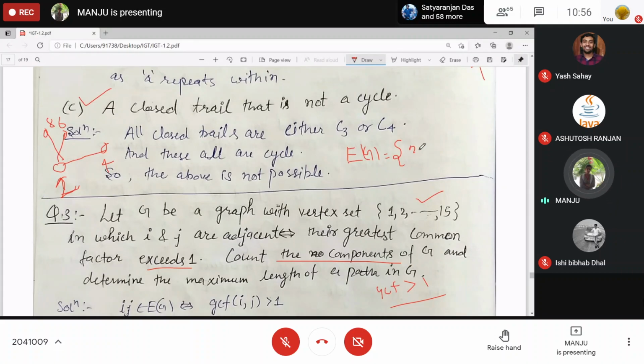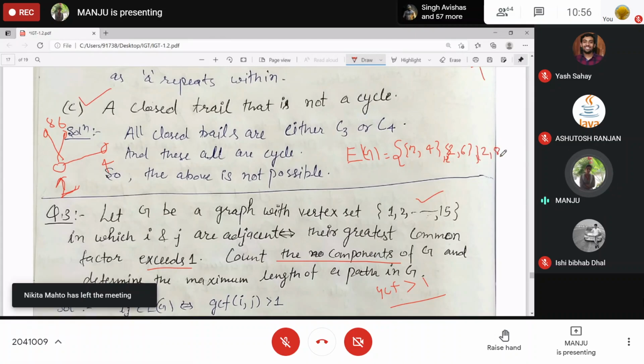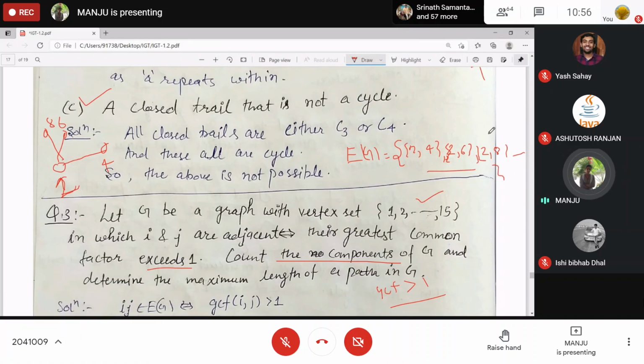So first there is 2 to 4. And then 2 to 6 is there. 2 to 8 is there, and so on. Like this, you can form the edges. So tell me, 3 will be adjacent with 6, the first number is 6.